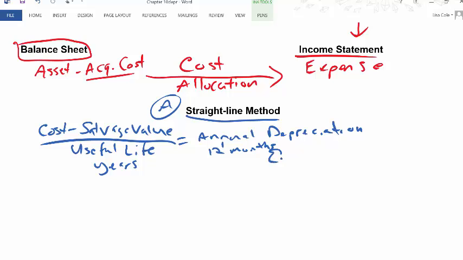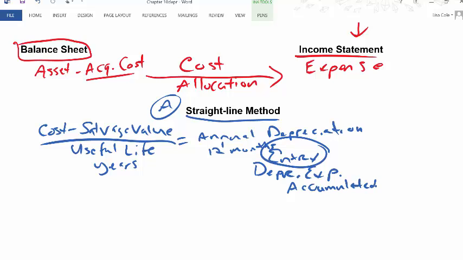And then the entry for depreciation, like I said, we did this in chapter 3, is you're going to debit depreciation expense, and you credit accumulated depreciation. And this is a contra asset. So do not credit the actual asset account that appears on your balance sheet. You're going to credit accumulated depreciation. So let's do an example here.